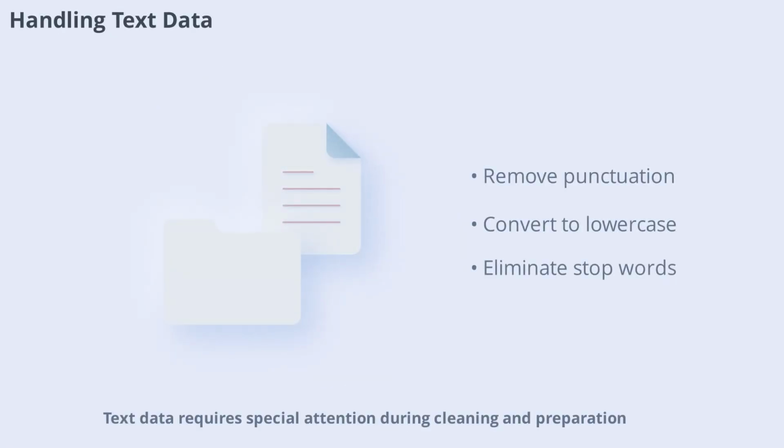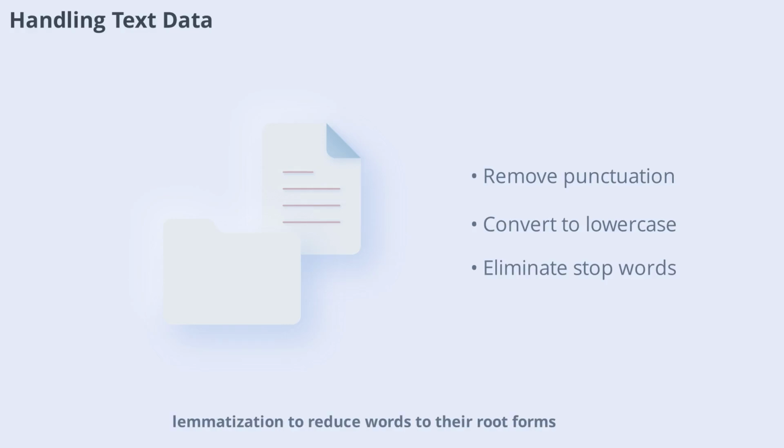Text data requires special attention during cleaning and preparation. Common tasks include removing punctuation, converting text to lowercase, and eliminating stop words. You may also need to perform stemming or lemmatization to reduce words to their root forms. Properly cleaned text data is essential for natural language processing and text analysis tasks.